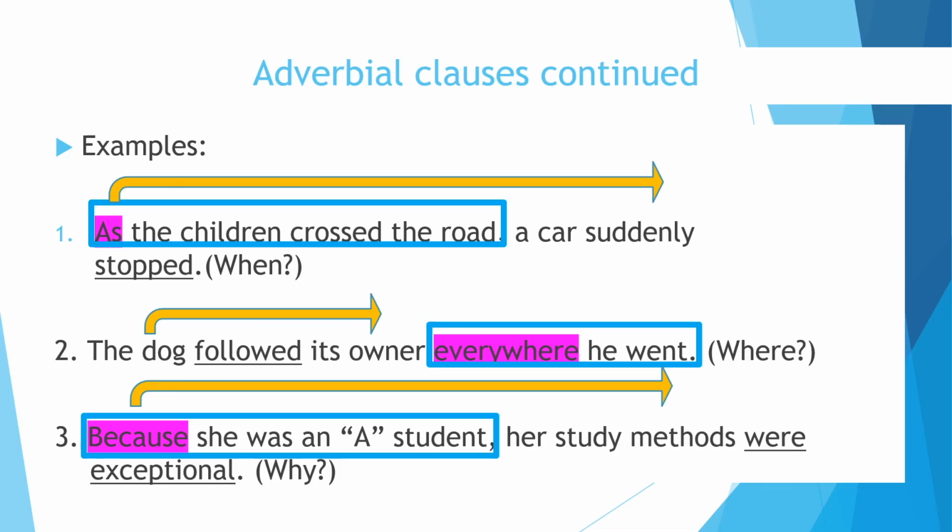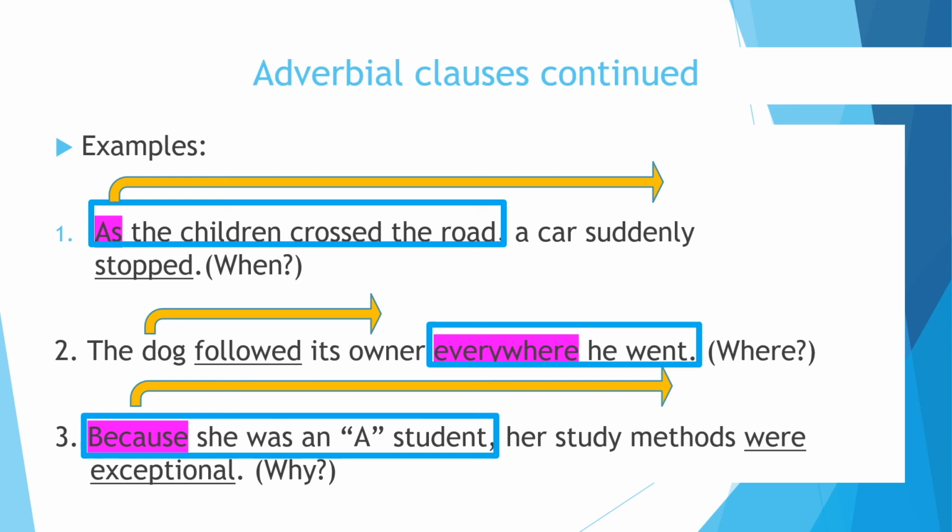As the children crossed the road, a car suddenly stopped. As is a conjunction. Use SNT to determine if "as the children crossed the road" is a phrase or a clause. It is a dependent clause. Now, is it telling us more about how the car stopped or when the car stopped? We can ask the question, when did the car stop? As the children crossed the road. Therefore, "as the children crossed the road" is an adverbial clause of time.